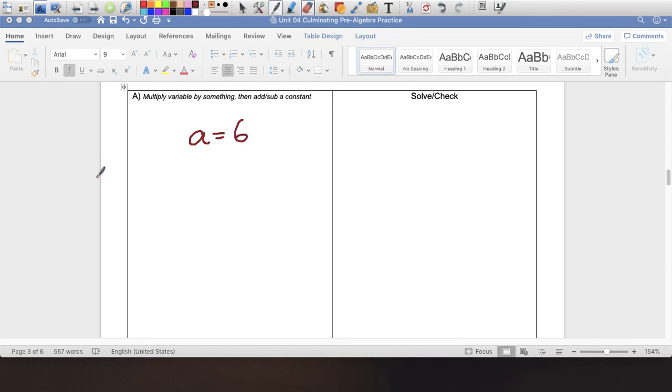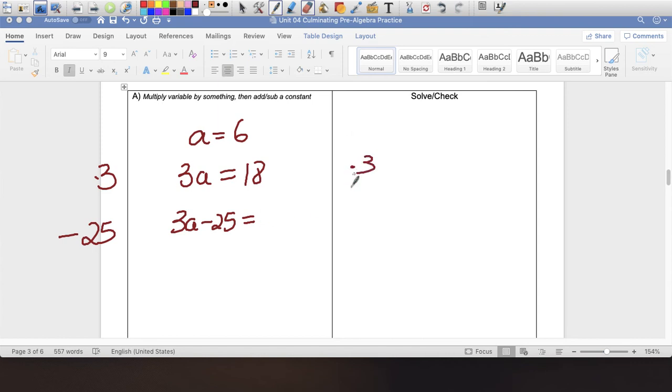I multiply both sides by, I don't know, 3. So I'm going to get 3a. And on this side, 3 times 6 is 18. Then I'm going to subtract, I don't know, 25 from each side. So on this side, I get 3a minus 25. And on this side, let me write times 3 here for you guys, so minus 25. On this side, I'm going to do 18 minus 25, and that's going to give you negative 7. That's my equation. Nothing else I have to do.